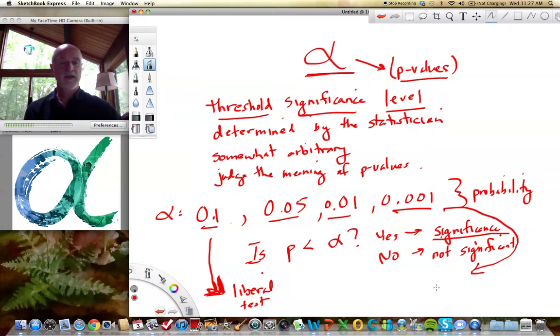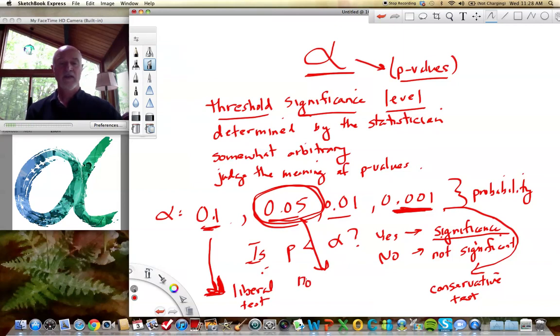And if we set alpha equal to 0.01, this is a very conservative test. Note we're doing the same test, but we are being conservative by setting alpha at 0.001, because that means that we are being very strict in what we are going to recognize as significant or not. Okay. Now, the most often chosen alpha level or threshold significance level is 0.05. What is magical about 0.05? There's absolutely nothing magical about this.